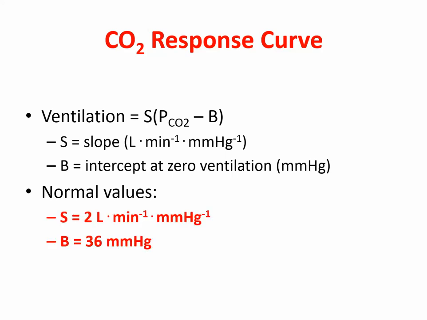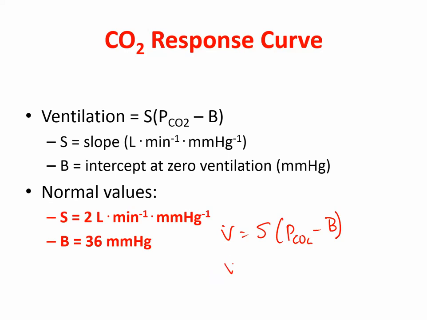The normal values for this appear over here. Now let's look at this for just a minute. So if we come back up here and you say, okay, the formula is minute ventilation equals the slope times the PCO2 minus the apneic threshold.